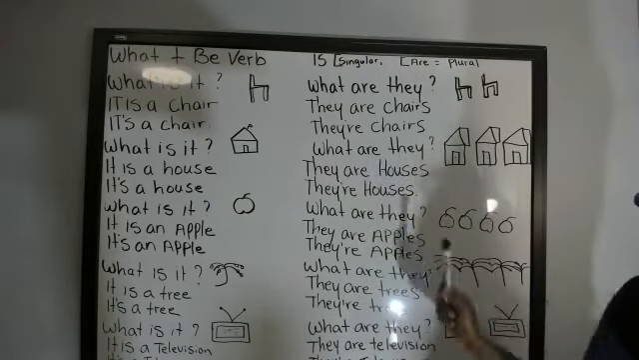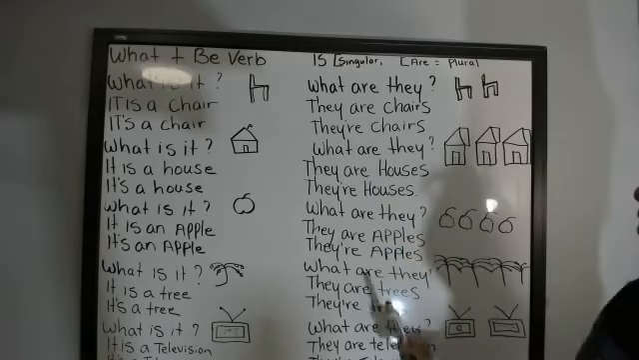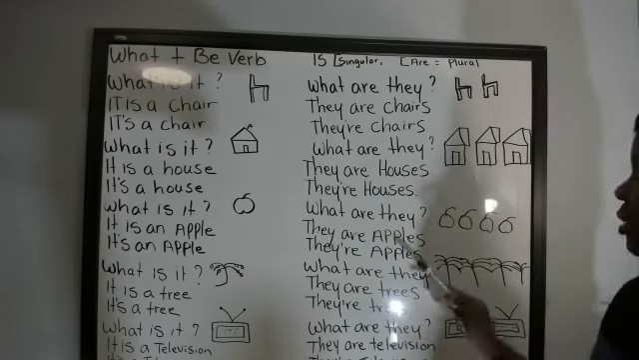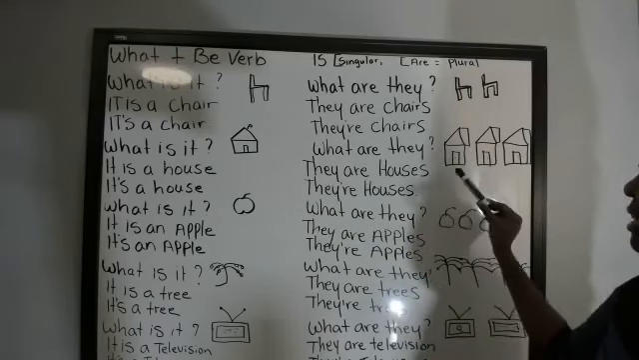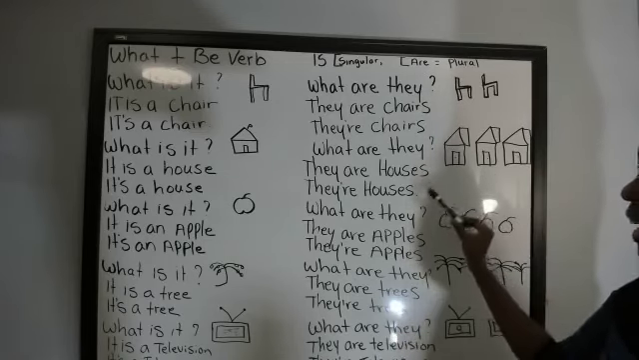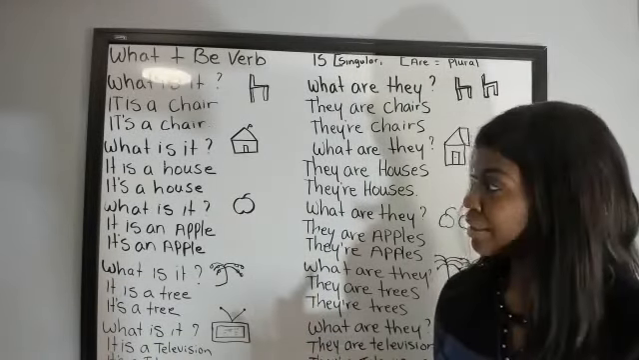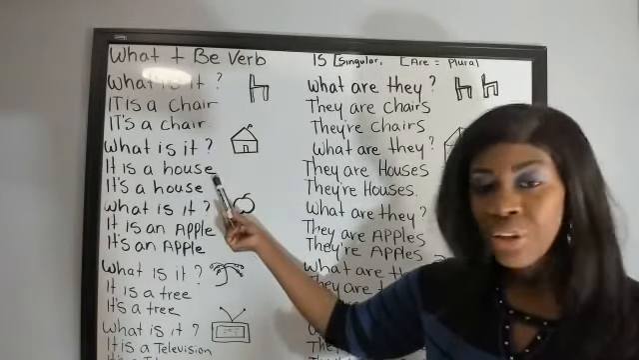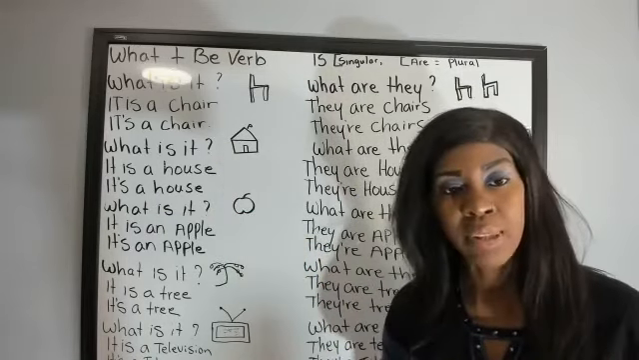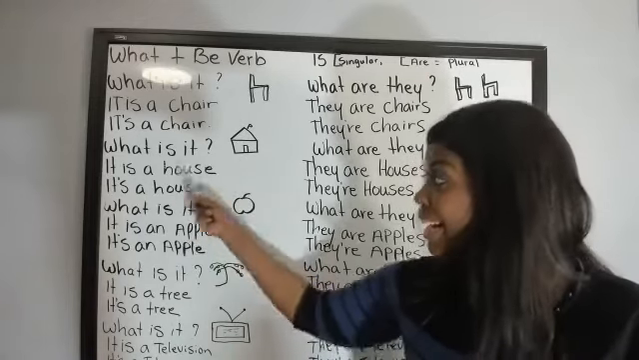What are they? They are houses. All right? We have to add an S because it's more than one. Since it's plural, when you add the S, it becomes houses. Now, when it's singular, you don't need to add an S because there is only one house. All right? This is a house. It is a house.